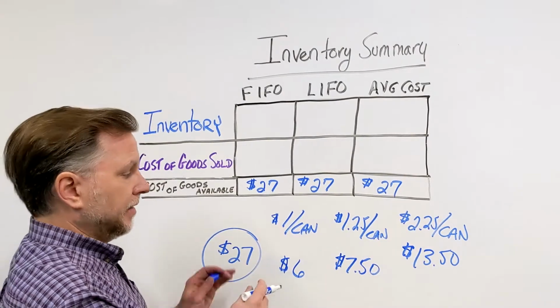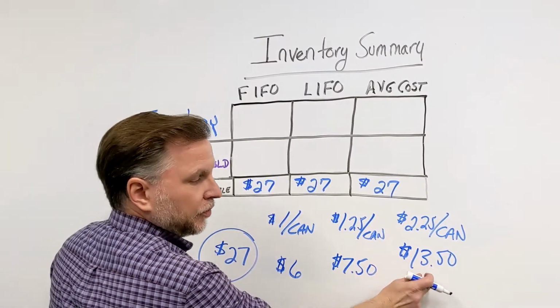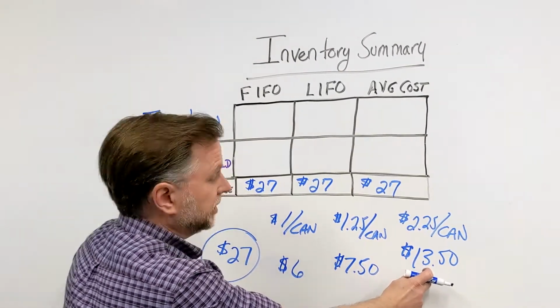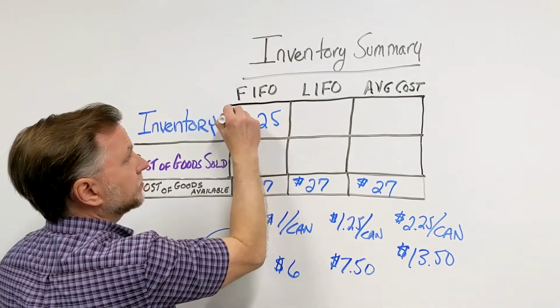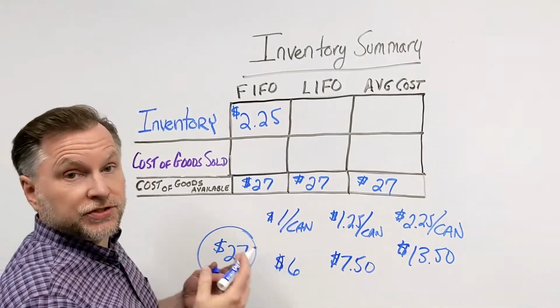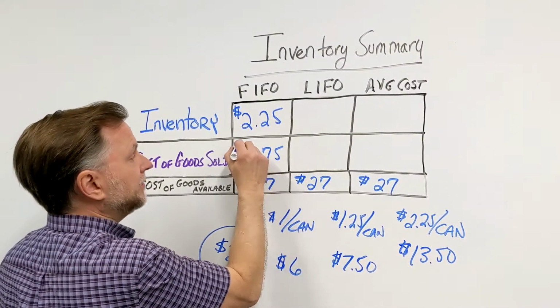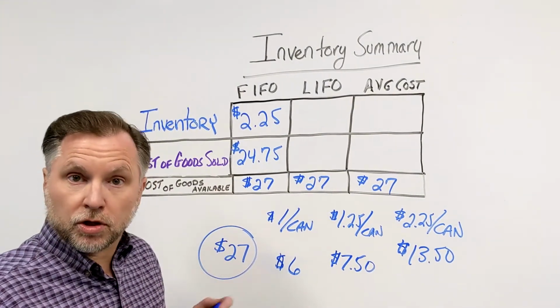If we had one can of inventory remaining under the FIFO method, first in, first out, that would mean that the first in stuff is gone. So the only can that would be remaining is from our Austin Powers purchase, or $2.25, which means our cost of goods sold would be $24.75 to equal our $27 total cost.